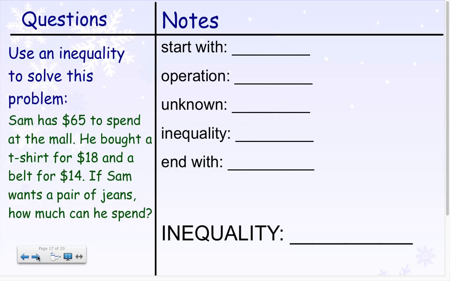Now we've got a real scenario. Sam has $65 to spend at the mall. He bought a t-shirt for $18 and a belt for $14. If Sam wants a pair of jeans, how much can he spend?